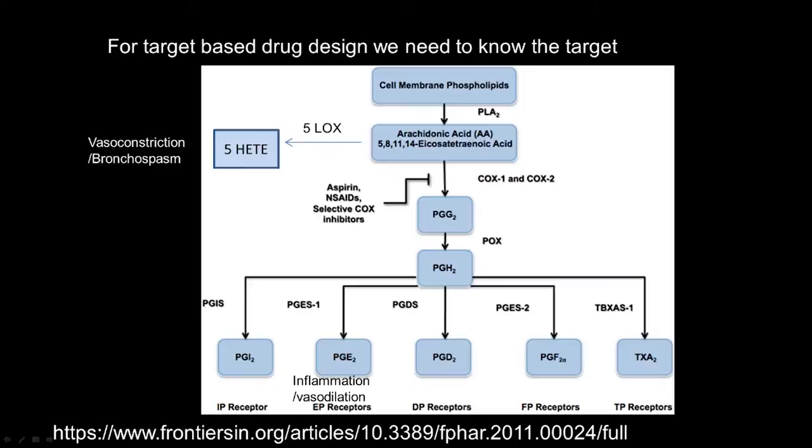Simultaneously we also have another enzyme called lipoxygenase, which converts the arachidonic acid into 5-HETE, which is involved in bronchospasm, vasoconstriction. So you have a large number of enzymes in the arachidonic acid pathway, which are involved in inflammation, vasoconstriction, and vasodilation, and so on actually.